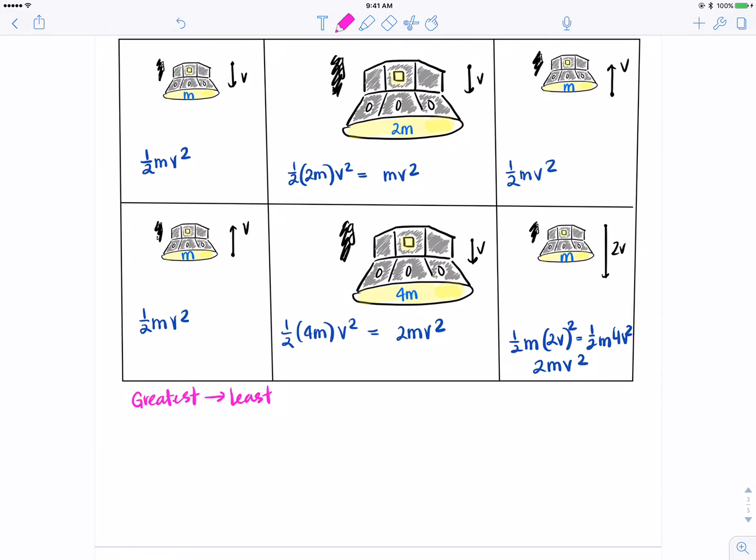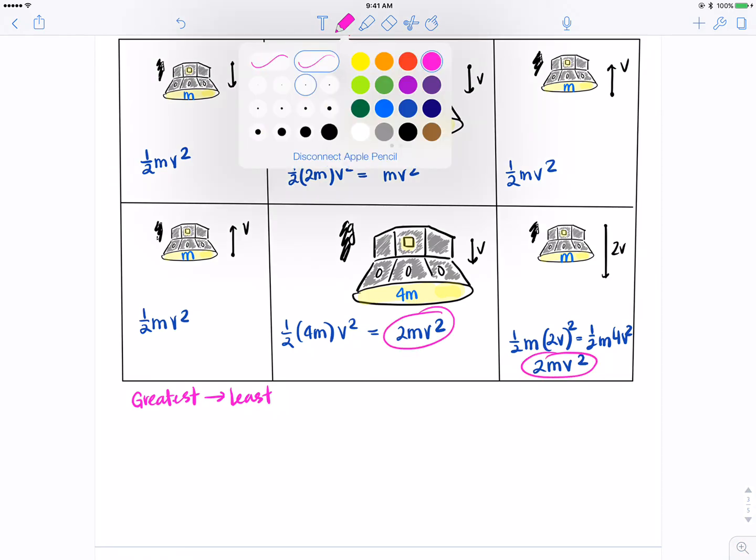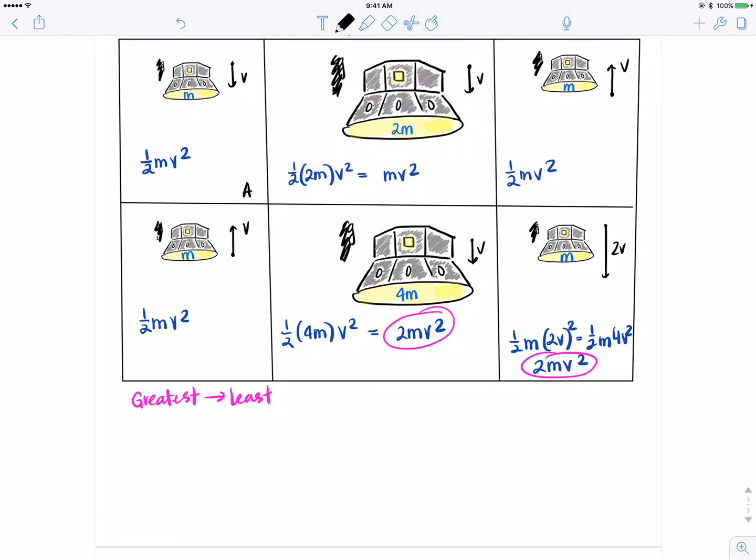So it looks like our greatest quantities of kinetic energy are, I'm sorry, these aren't lettered for you. Let's go ahead and put the letters in. A, B, C, D, E, F. Okay, so greatest kinetic energies, E equal to F. I apologize for that. Greater than, let's see, B is next. Greater than A, which is equal to C, which is equal to D.